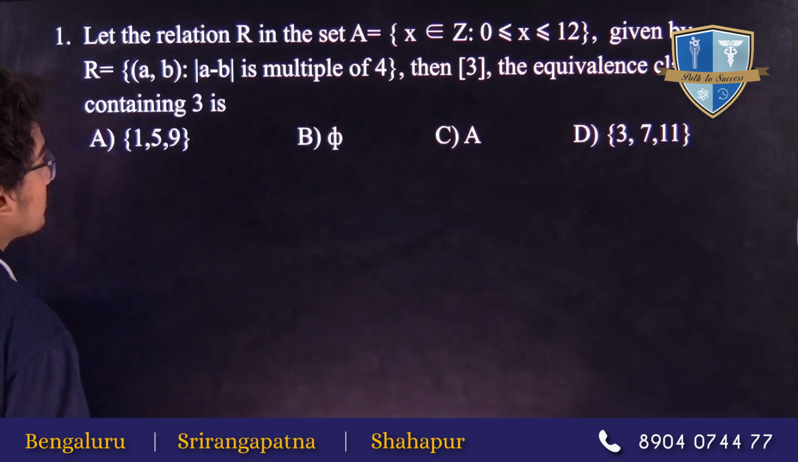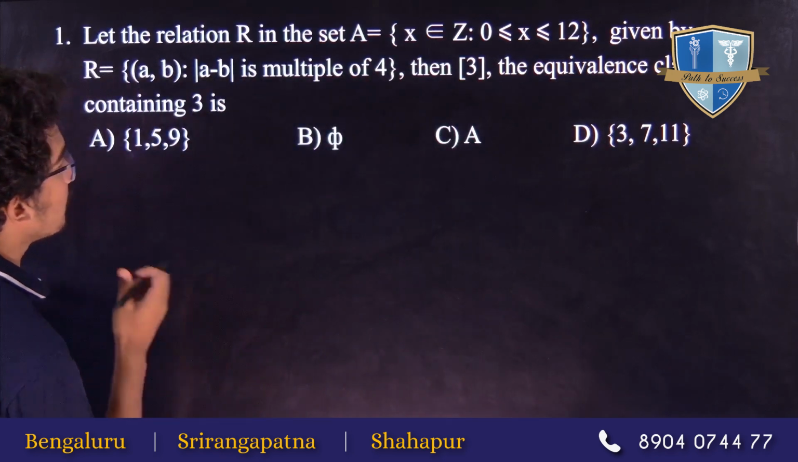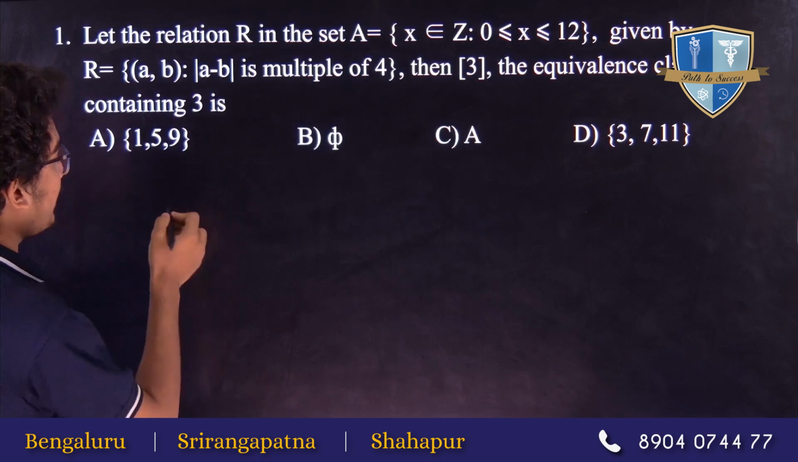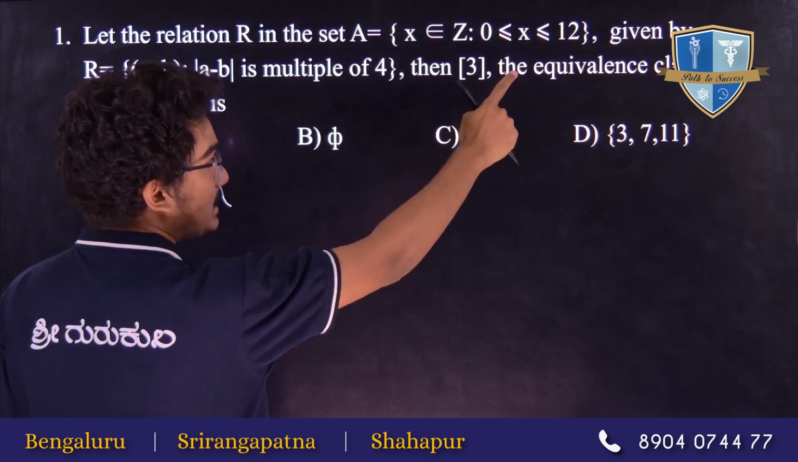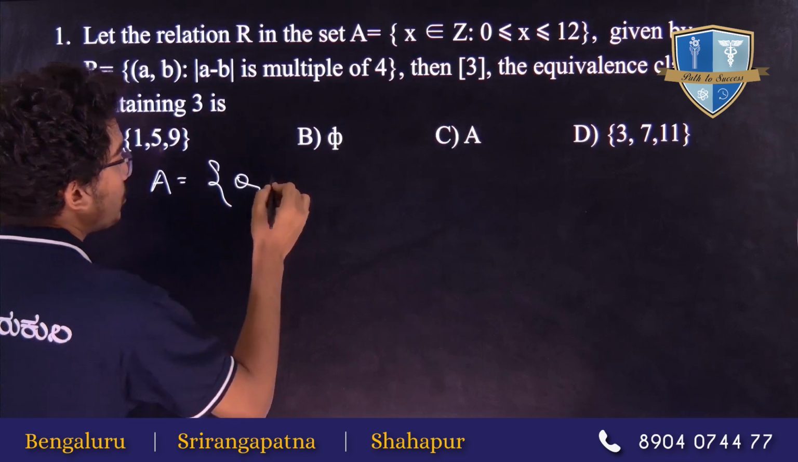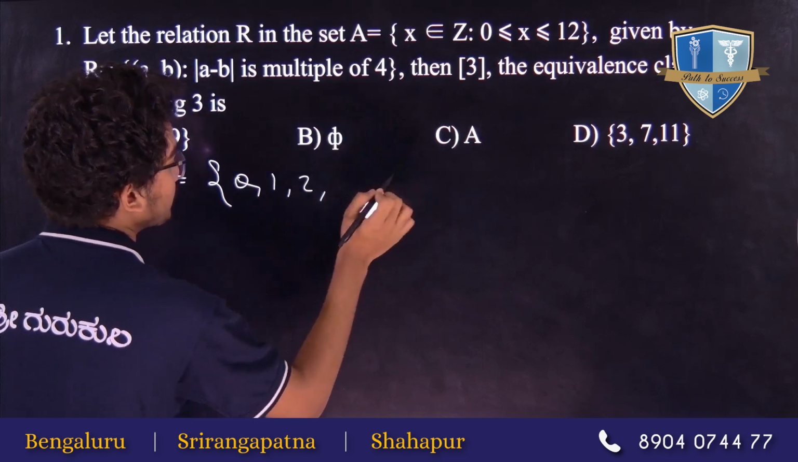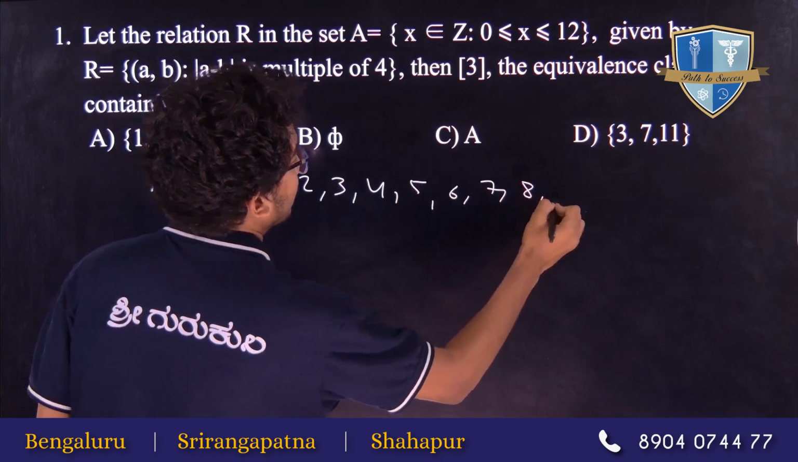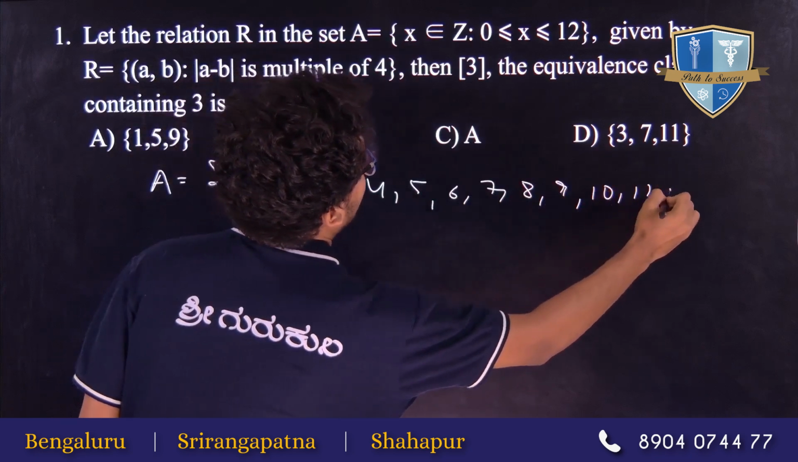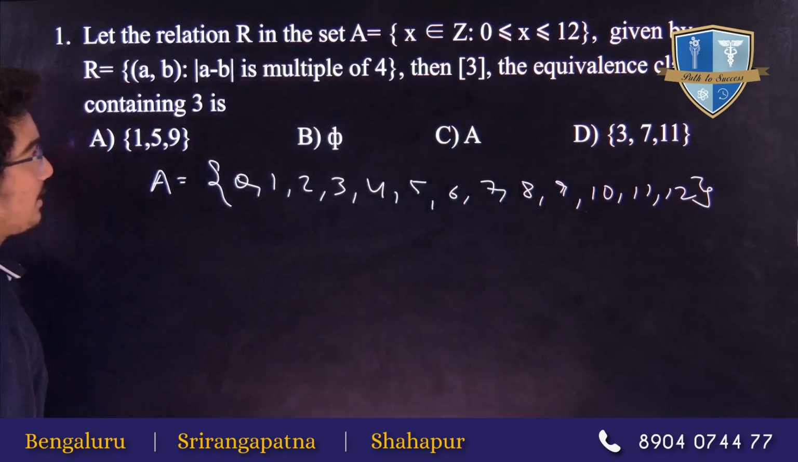To solve this question, the first thing we are supposed to do is find the set A. So set A is the set of all the integers between 0 and 12. So it is 0, 1, 2, 3, 4, 5, 6, 7, 8, 9, 10, 11 and 12, correct? This is the set A.